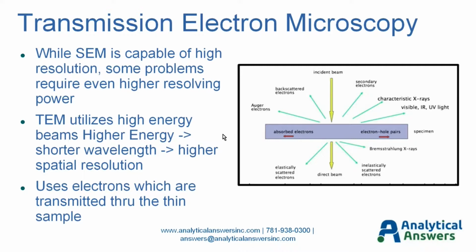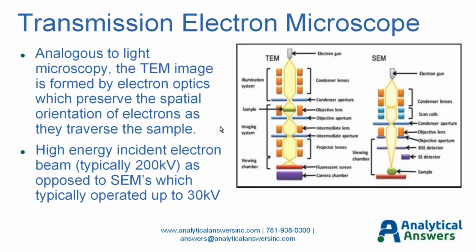So as I said before, while SEM offers very high resolution, there are some problems that require us to look at even higher resolving powers, higher magnification. A TEM uses a higher energy beam than is typically used in an SEM. Higher energy gives us a shorter wavelength, and shorter wavelength translates to higher spatial resolution. And again, rather than using electrons that are being emitted from the top surface, we're going to use the electrons that are transmitted directly through the sample to form our images.